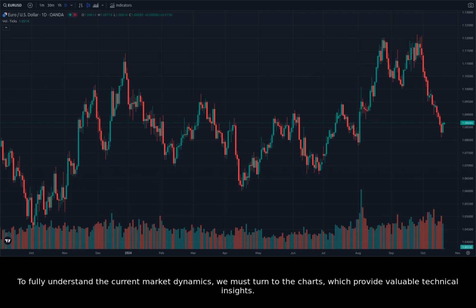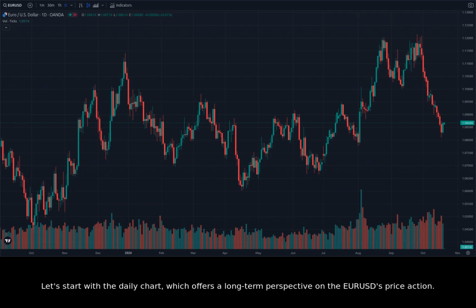To fully understand the current market dynamics, we must turn to the charts, which provide valuable technical insights. Let's start with the daily chart, which offers a long-term perspective on the EURUSD's price action. Looking at the recent trend, we can see a period of consolidation, suggesting a potential shift in market sentiment. The price has been hovering between the 1.06 and 1.10 levels, indicating a range-bound market.